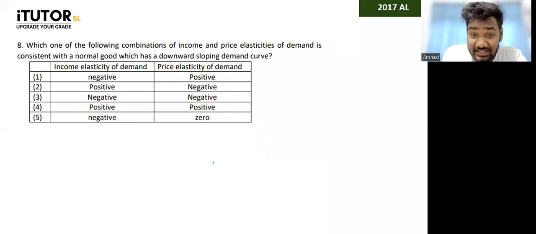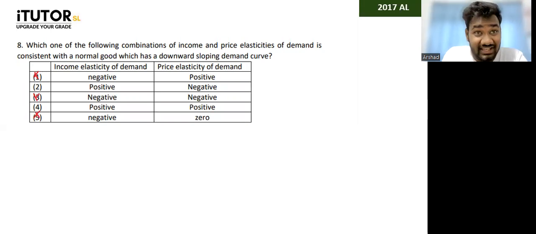Which of the following combinations of income and price elasticity of demand is consistent with a normal good which has a downward sloping demand curve? What can you say, guys? For a normal good, we learned this before: is income elasticity going to be positive or negative? YED is positive for a normal good. So we'll cut off the answers that say negative: 1 cut off, 3 cut off, 5 cut off.